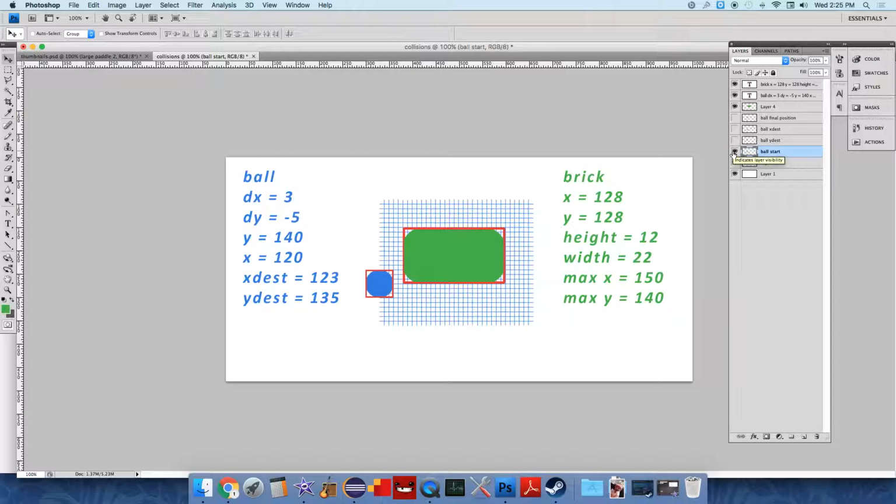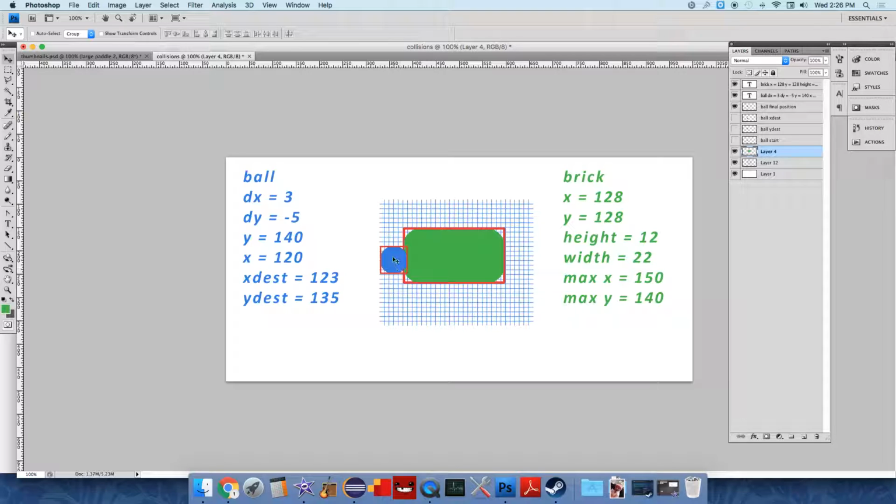If we take away the starting position and we go to the final position, this is where it'll end up, sort of overlapping with the brick to that extent. We know that there's going to be a collision that takes place in its next update. It's going to hit this brick.